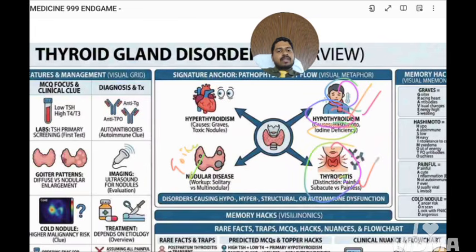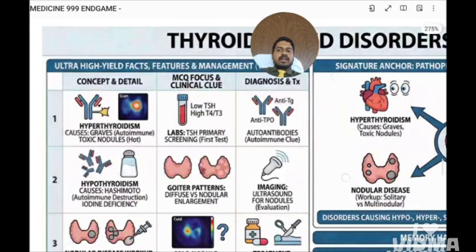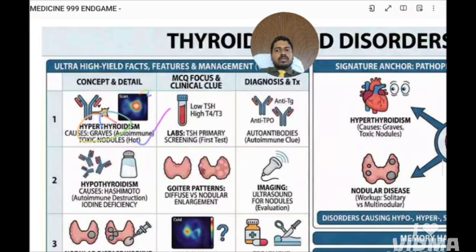And thyroiditis is very important. It is painful, and you will get some viral infection history in that. Now, hyperthyroidism, Graves' disease, toxic nodules, you will see like this on radionuclide scan. In hyperthyroidism, TSH will be the first test. TSH will be low, and there will be high T3 and T4. And most important are anti-TPO and anti-TSH receptor antibodies. These are seen in Graves' disease. This is the autoimmune clue in this.